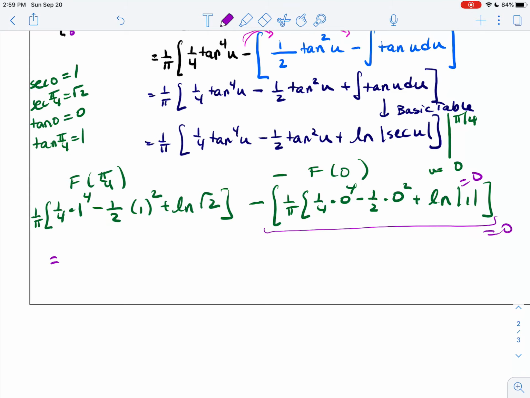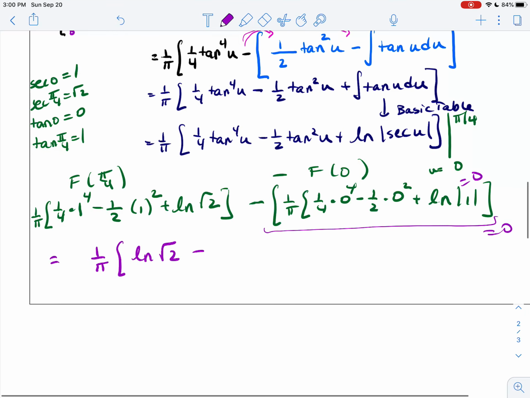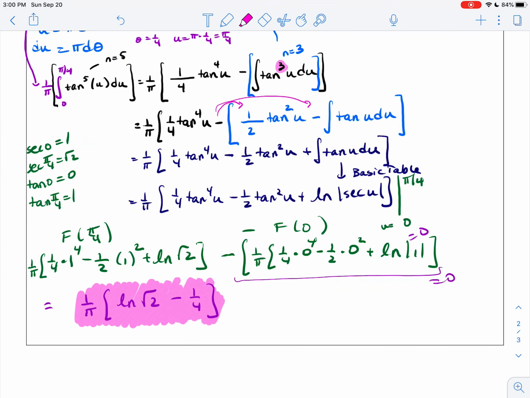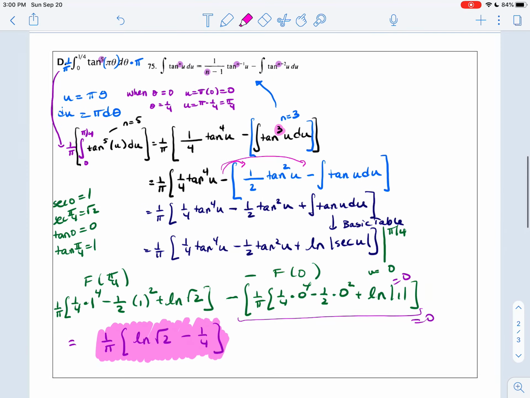So our final answer here is going to equal 1/4 minus 1/2 is minus 1/4. So we can put that on the other side, and we can say that this is 1 over pi times the ln of root 2, take away 1/4. Good? All right, so hopefully that does it.